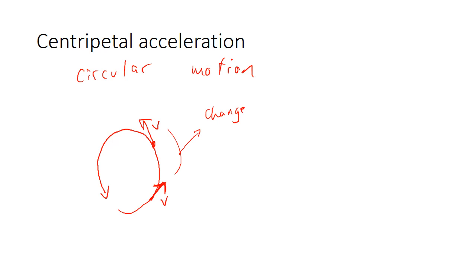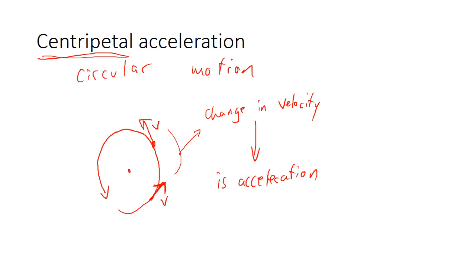Change in velocity, that means that there is acceleration. Now, the acceleration is centripetal acceleration. Okay, centripetal acceleration always points towards the center of a circle. Always to center.